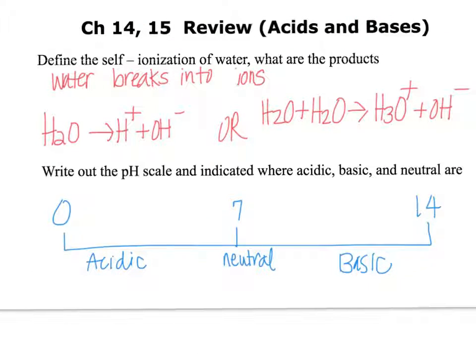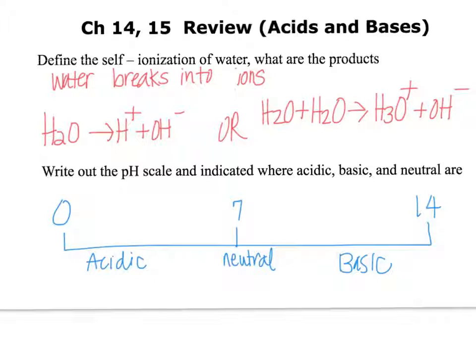So define the self-ionization of water and what are the products. The self-ionization of water, if you remember from the notes, is when water breaks into ions separately. And so you can show that with one water molecule breaking into H plus and the OH minus, or you can show it with 2 water molecules, and that's where we use the H3O plus, the hydronium, and the hydroxide.